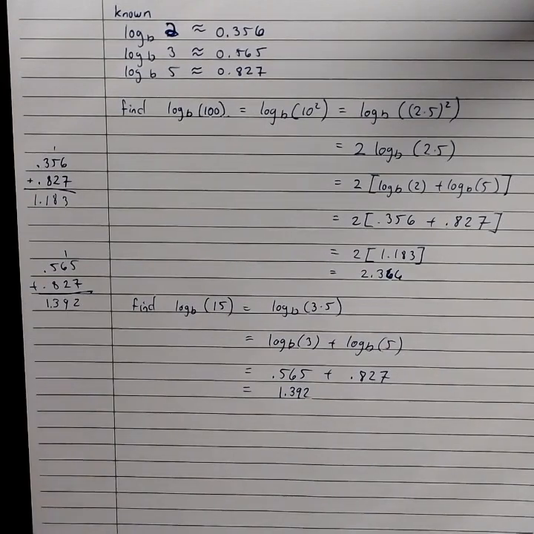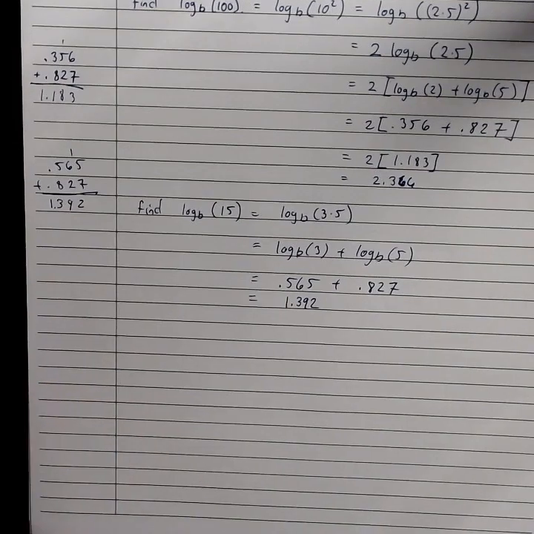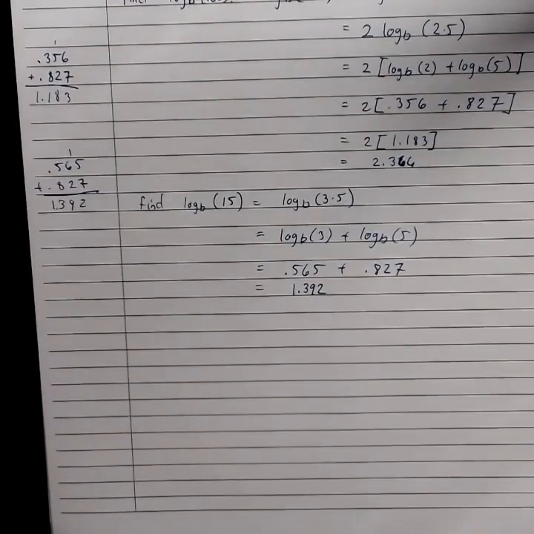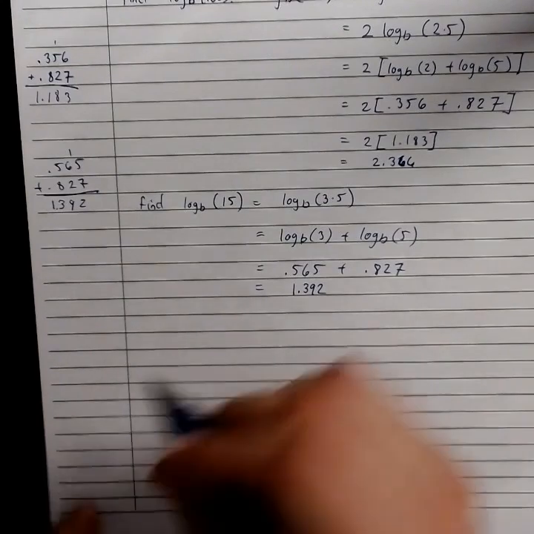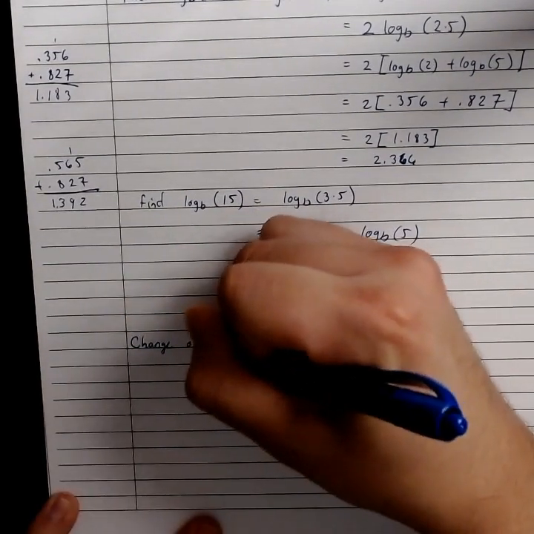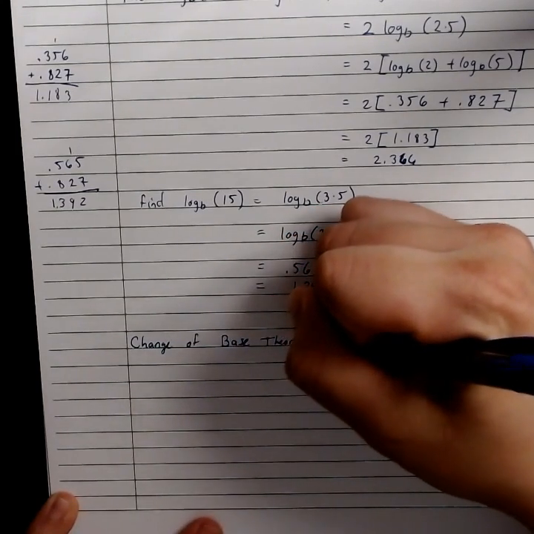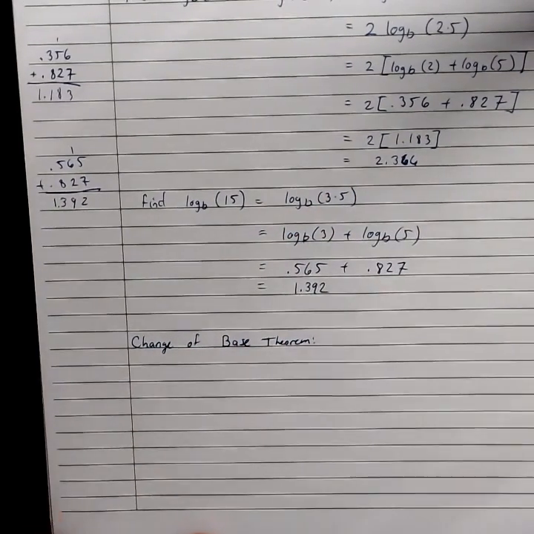Finally, the last thing, speaking of calculators, the very last thing we're going to be looking at in this section is one last property of logarithms. This is called the change of base theorem. Or sometimes the change of base formula.